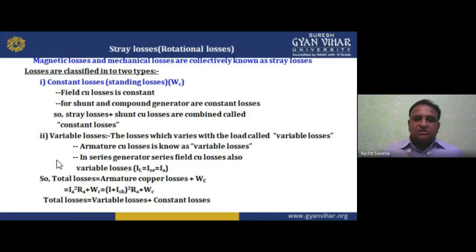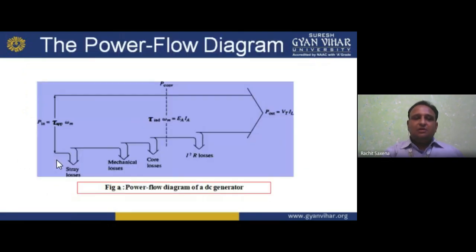Now total losses we can also call variable losses plus constant losses. I hope you understand. Now moving forward, this is the flow diagram. What is it? This is the power flow diagram of a generator. In a generator we basically convert mechanical to electrical, so we are giving the torque, that is power in torque and speed.